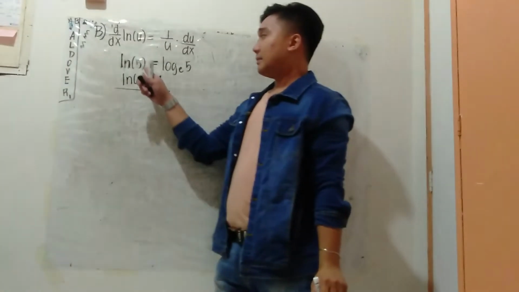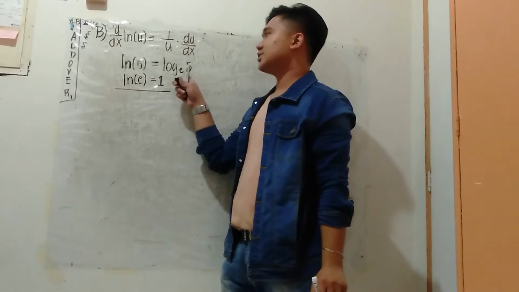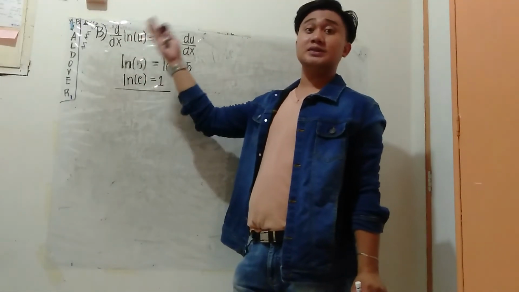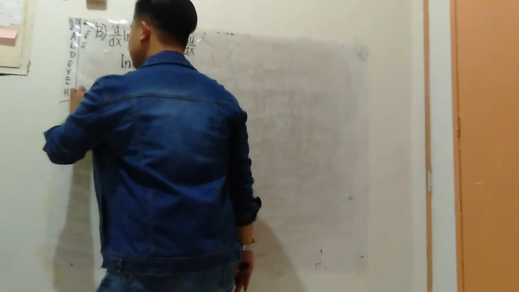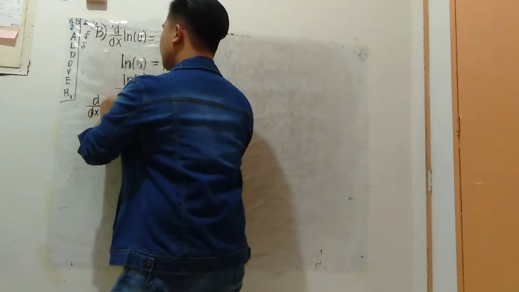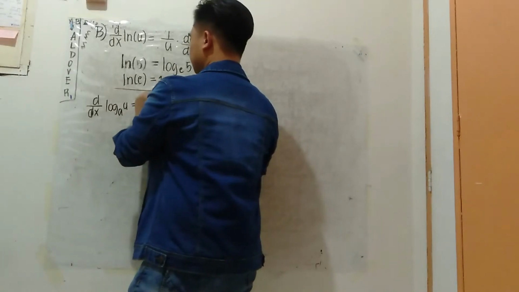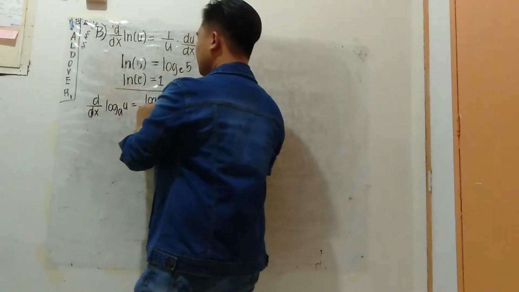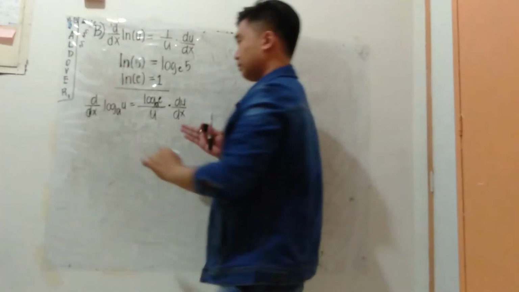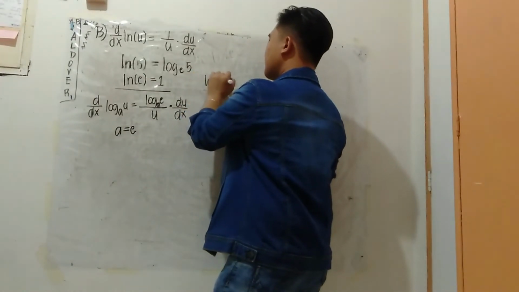Okay? Again, when I have ln of 5, that is just equal to the logarithm of 5, but my base is e. Okay? And we will derive this formula from our other formula. It says in the other formula, the derivative of log of u to the base a is equal to log of e to the base a all over u times du dx. What if a is equal to e? For example, log of x to the base e.